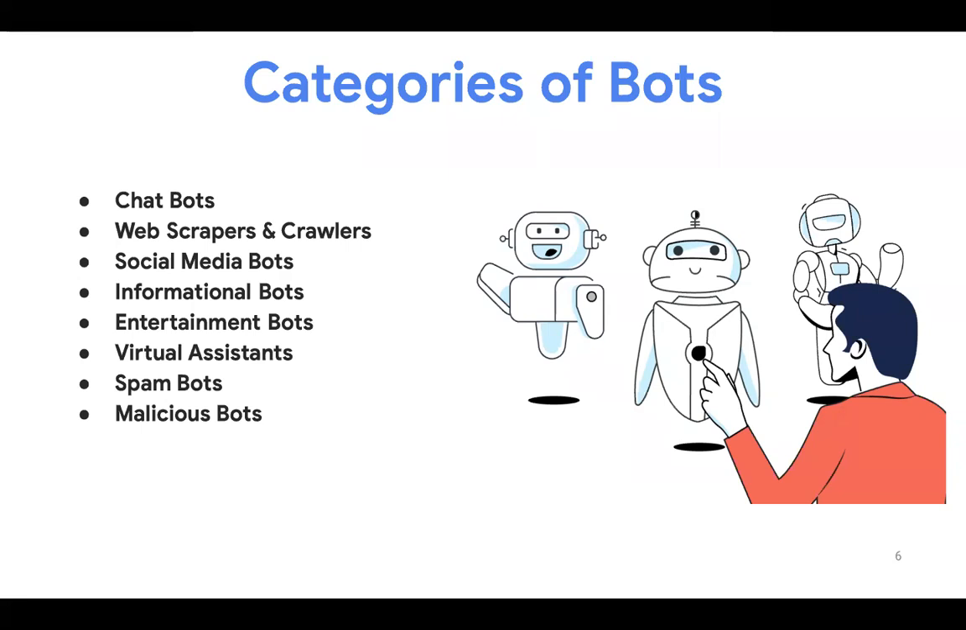We have spam bots. These are used by malicious people to spam comment sections, spam the internet for information, spam emails, and all of that. You also have malicious bots. Malicious bots basically help the bad people in the cybersecurity world do something.